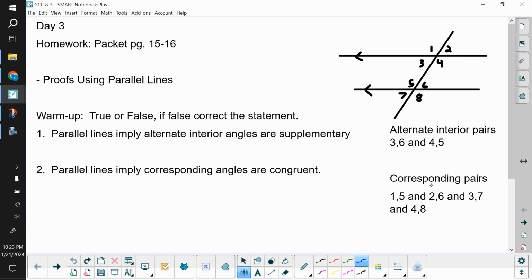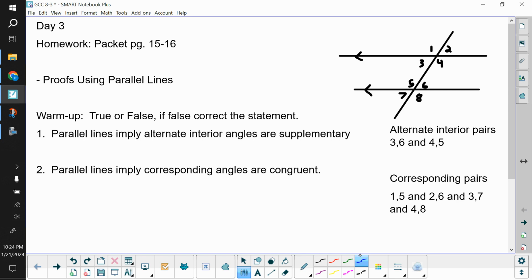Now, the other one that we'll work with in this unit are corresponding angle pairs. And if you think of each intersection as having a top left, a top right, a bottom right, and a bottom left, the corresponding pairs are the ones that are in the same spots. So for example, 1 and 5 are both in the top left. 2 and 6 are both in the top right. 4 and 8 are both in the bottom right, and 3 and 7 are both in the bottom left. So those are our different corresponding pairs.